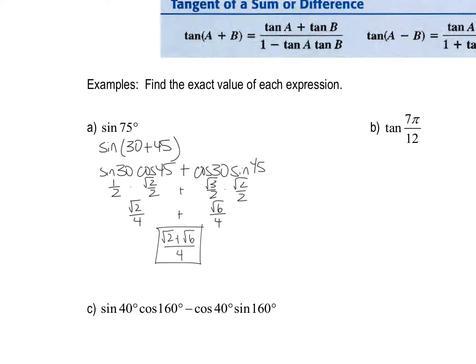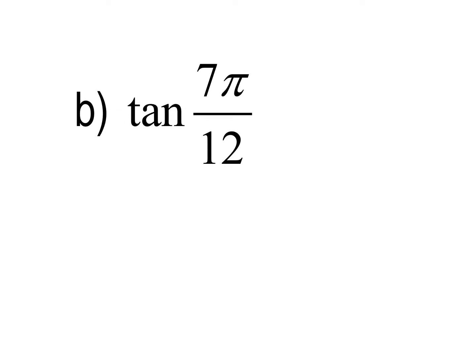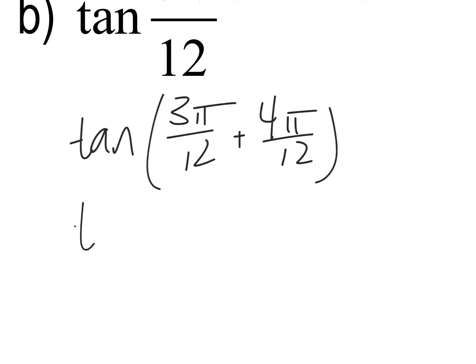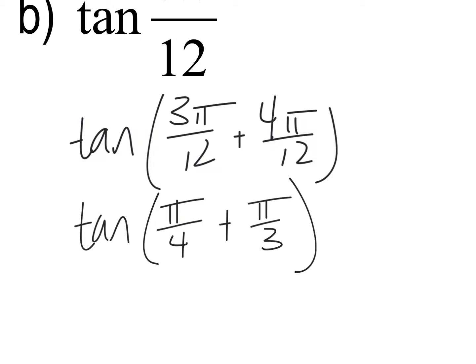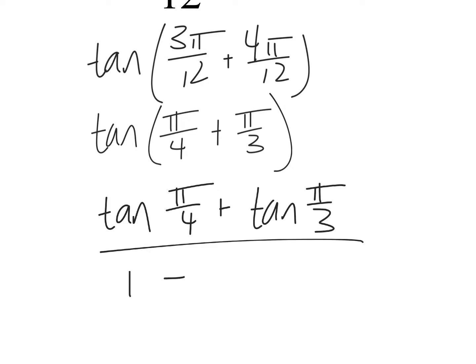Okay, so the second one is a tangent one, and it's 7 pi over 12. So instead of 7 pi over 12, what I'm going to do is tangent of, I think I'll do 3 pi over 12 and 4 pi over 12, so split those up. Both of those reduce to unit circle problems. So 3 pi over 12 reduces to just pi over 4, and 4 pi over 12 reduces to just pi over 3. So now what I'm going to do is use my tangent formula, which is tangent of pi over 4 plus tangent of pi over 3 divided by 1 minus, and then I multiply the two tangents together.